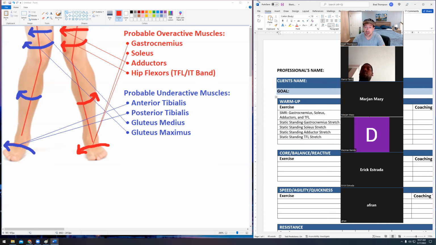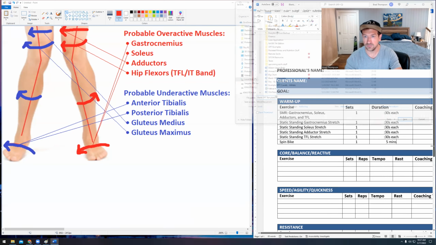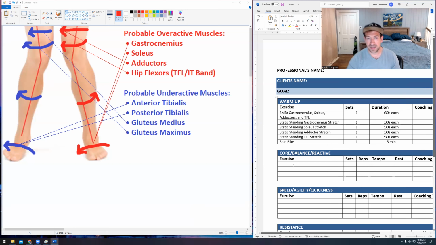So there is my warm-up. And now I just throw my client on, let's say, you know, a spin bike for 5 minutes, right? So again, I'm going to do 1 to 2 sets. So I'm going to pick one for everything. And I'm going to do 30 seconds on each of those stretches because a static stretch should be held for 30 seconds. And then we'll do like 5 minutes on the spin bike. And there we go. I just addressed all the tight stuff in red.